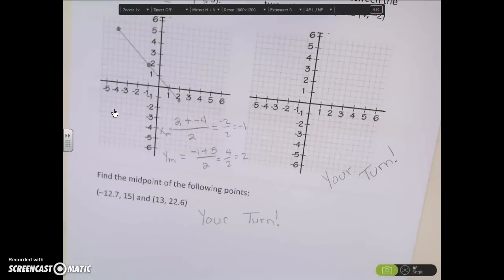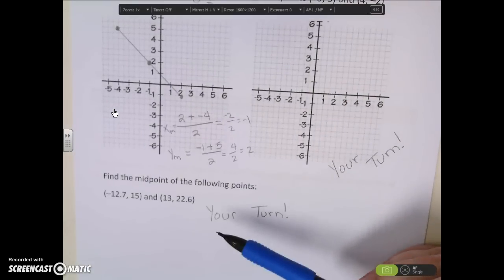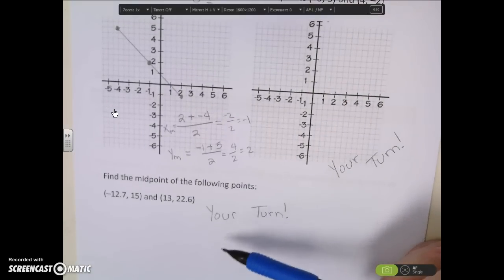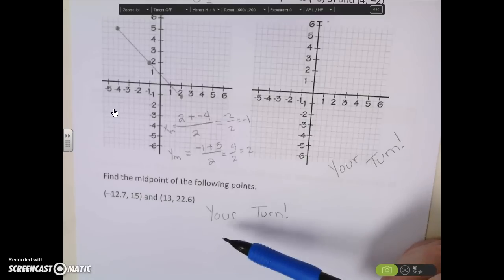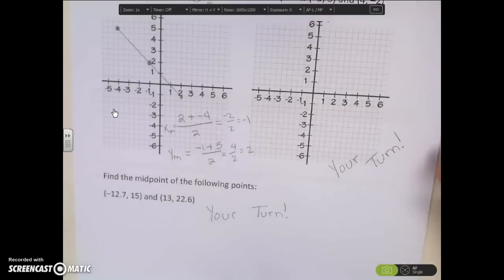I want you to do the next two on your own. And guys, don't be afraid of this one. It just has ugly numbers. You know, you just have to do fractions. Not fractions, decimals. So sorry, but have fun.